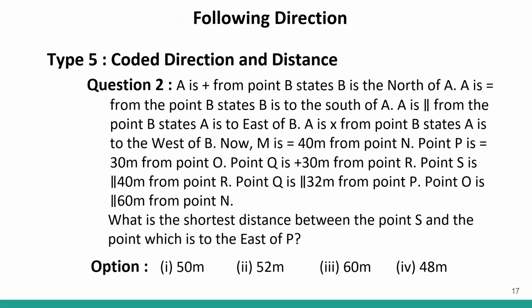Now, same information, different question. So let us draw the diagram. M was here. 40 meters below this we had N. This is the information that I used. From N we were going to O.